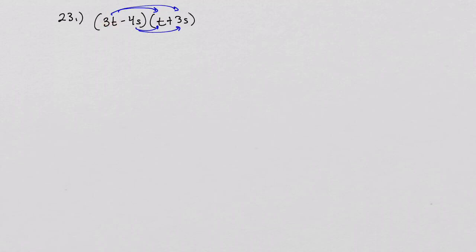On to 23. So 23 is 3t minus 4s times t plus 3s. So this is the first time we've seen two different variables involved in an expression, and that's okay. It's not a big deal. We're still going to distribute like normal. We're going to FOIL like normal. 3t times t is 3t squared. 3t times 3s is positive 9ts, so plus 9ts. Then negative 4s distributed into the t gives us negative 4st, so we've got a minus 4st. And then negative 4s into 3s, that'll give us negative 12s squared.